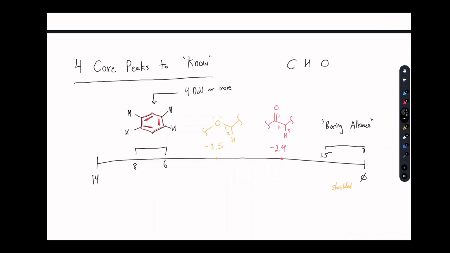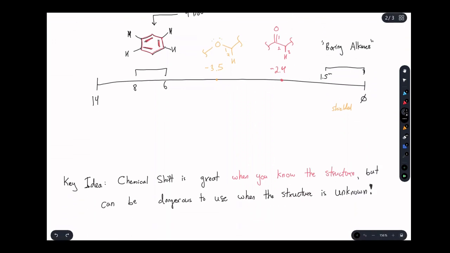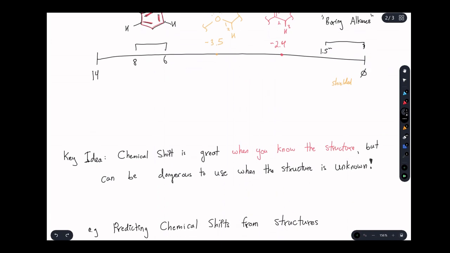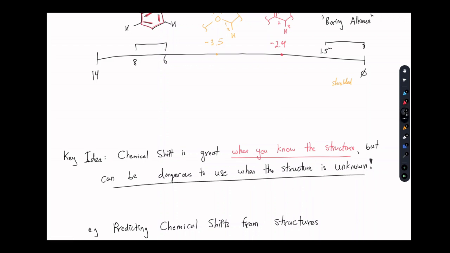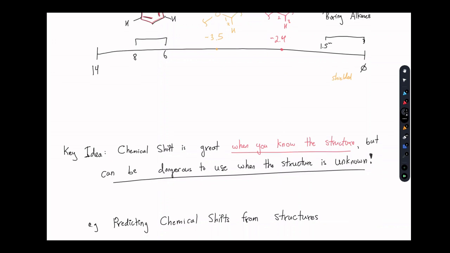With that in mind, with these useful chemical shifts applied, let's take a look at one drawback of using chemical shift alone and by making guesses. Chemical shift is great when you know the structure you're looking at. Right? If I give you a structure, you can look at what's connected. We know exactly what's connected to what, and we can make our estimations around what the chemical shift should be. But be careful. It can be dangerous to use when the structure is unknown.